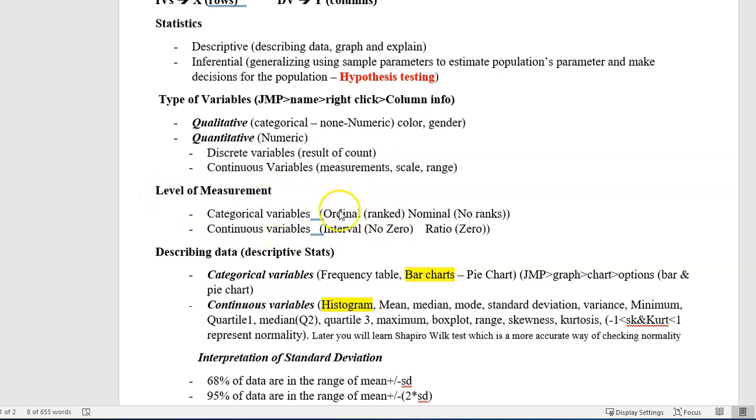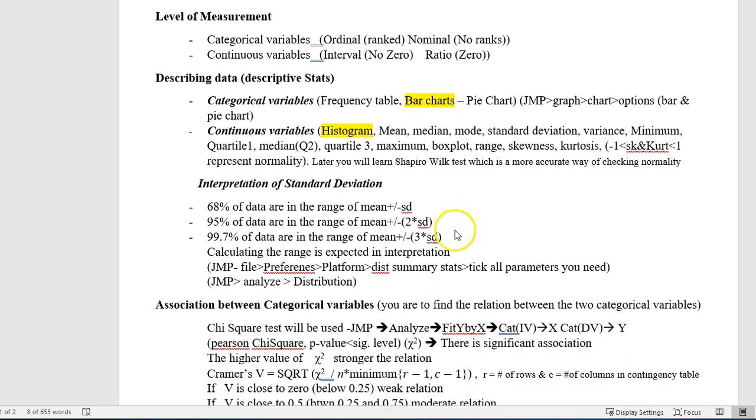Level of measurement, again: categorical variables are ordinal or nominal. Nominal is groups that cannot be ranked, like gender. Ordinal are the ones that you can rank, like education level. Continuous variables are divided into two parts, ratio or interval. Ratio is when 0 has a meaning or 0 is an option. If 0 is not an option, that's interval.